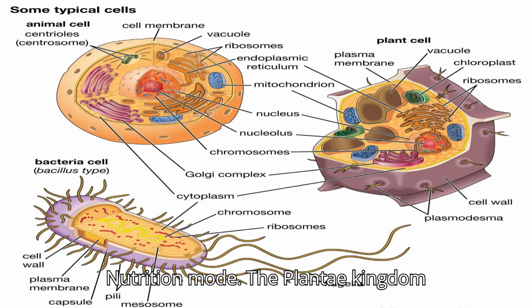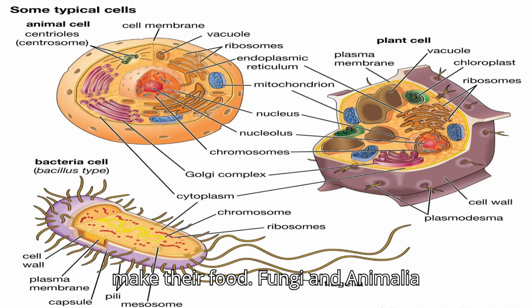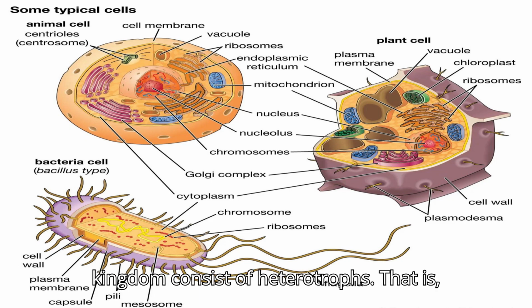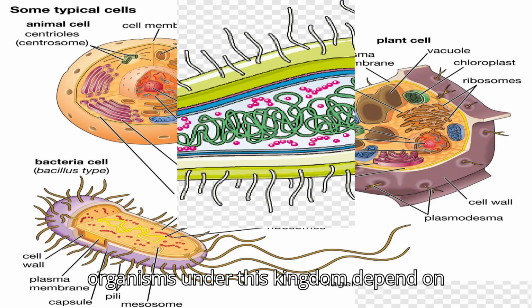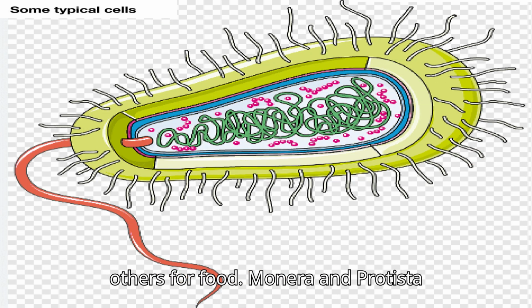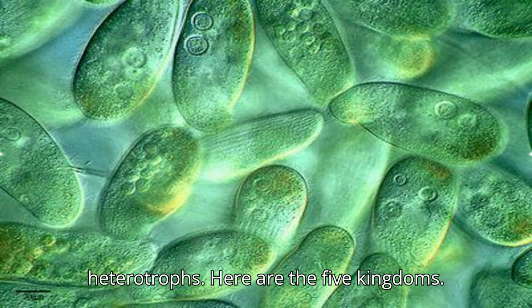Nutrition mode. The Plantae kingdom consists of autotrophs, that is, they make their own food. Fungi and Animalia kingdoms consist of heterotrophs, that is, organisms under these kingdoms depend on others for food. Monera and Protista consist of both autotrophs and heterotrophs. Here are the five kingdoms.